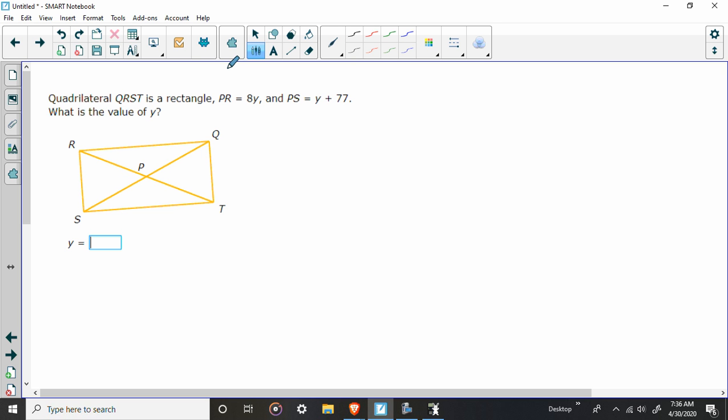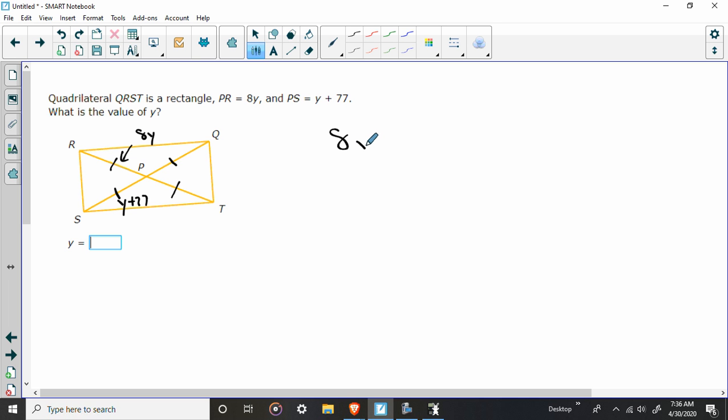So quadrilateral QRST is a rectangle. PR is 8y, and PS is y plus 77. So again, what do we know about these two things? We know that all these are going to be congruent.